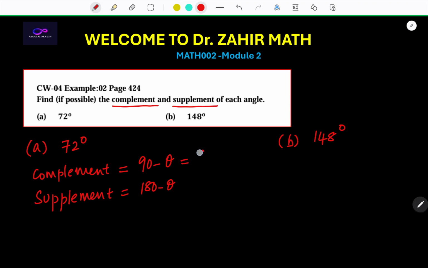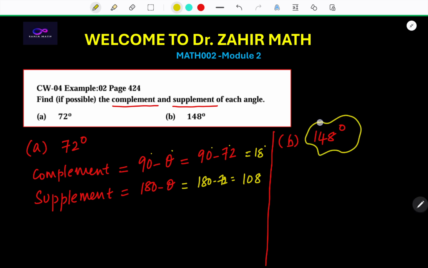So the complement is 90 minus 72, which is equal to how much? In the calculator, 18 degrees. All are degrees. If I miss it, no problem. It's not a big deal. So the supplement is 180 minus 72, which is equal to 108. So the next question is 148 degrees.